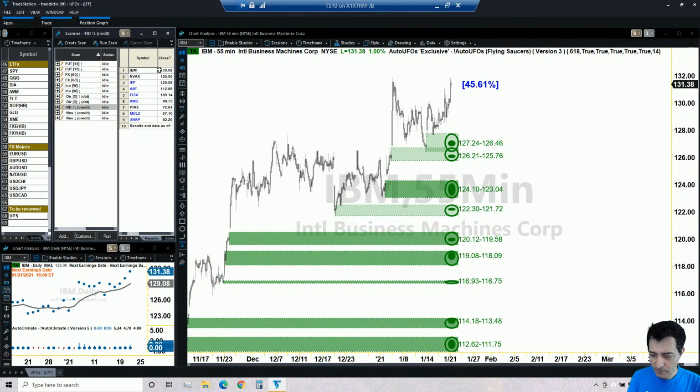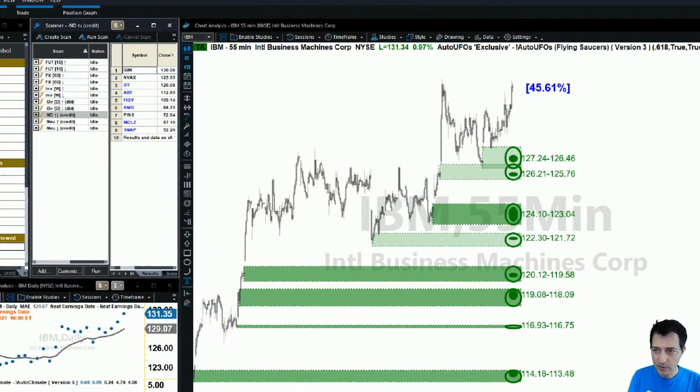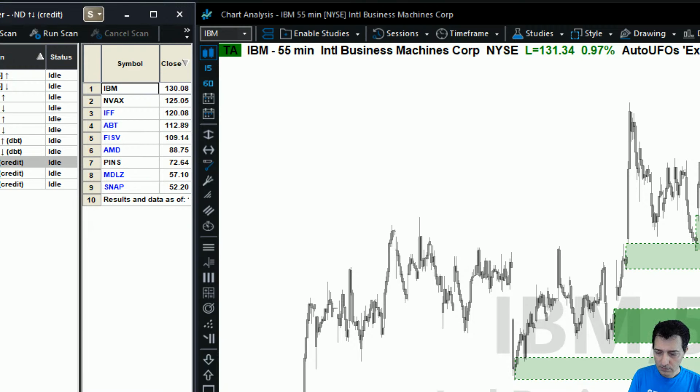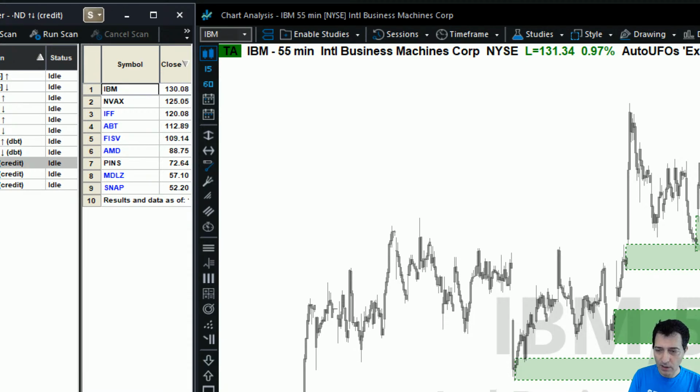Mark, could you expand the scanner to full screen? Yeah, absolutely. So here we go. This is what you wanted, Mark. You mean the results of the scanner, or you wanted to show the parameters of the scanner?